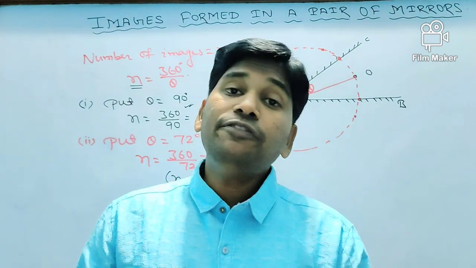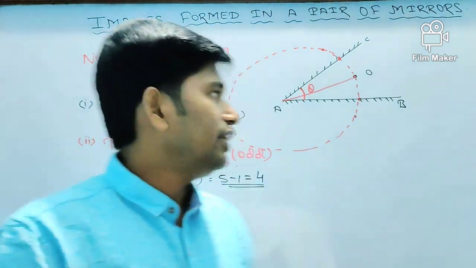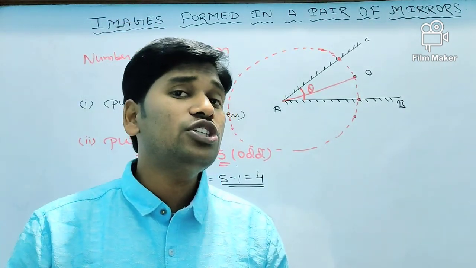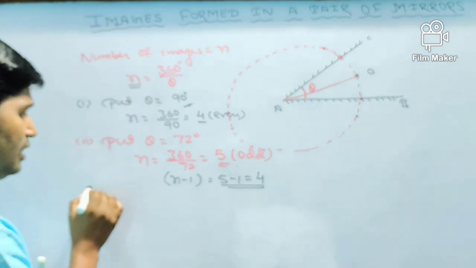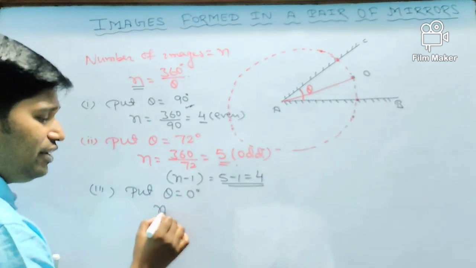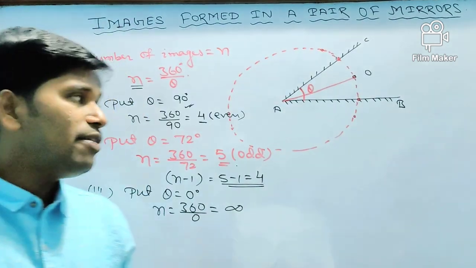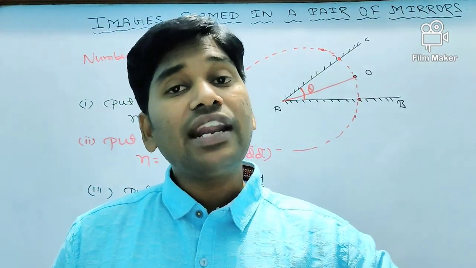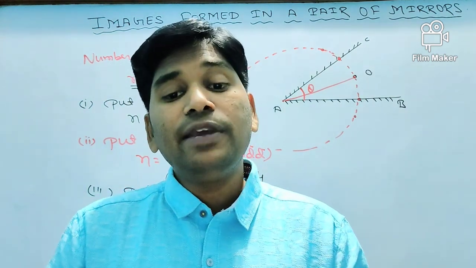What will happen if two mirrors are placed parallel to each other? Children, if two mirrors are parallel, then the angle between them is 0 degrees. So what will happen in that case? In the case of parallel mirrors, put theta equal to 0 degrees and n equal to 360 by 0, and we will get infinite. So the number of images formed when the two mirrors are placed parallel to each other will be infinite. Infinite images will be formed.